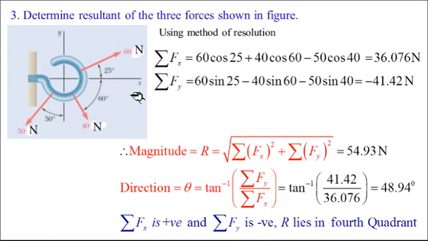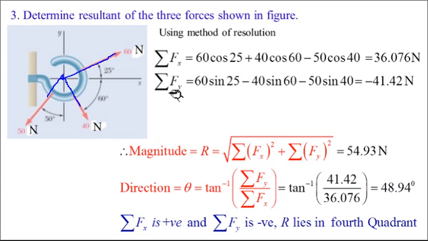Now see the third problem. It is also like the previous problem. One hook is shown here, and three forces are acting. This one will meet here, then the second force will also meet here, and this will also meet here. So all three forces are meeting at this point.